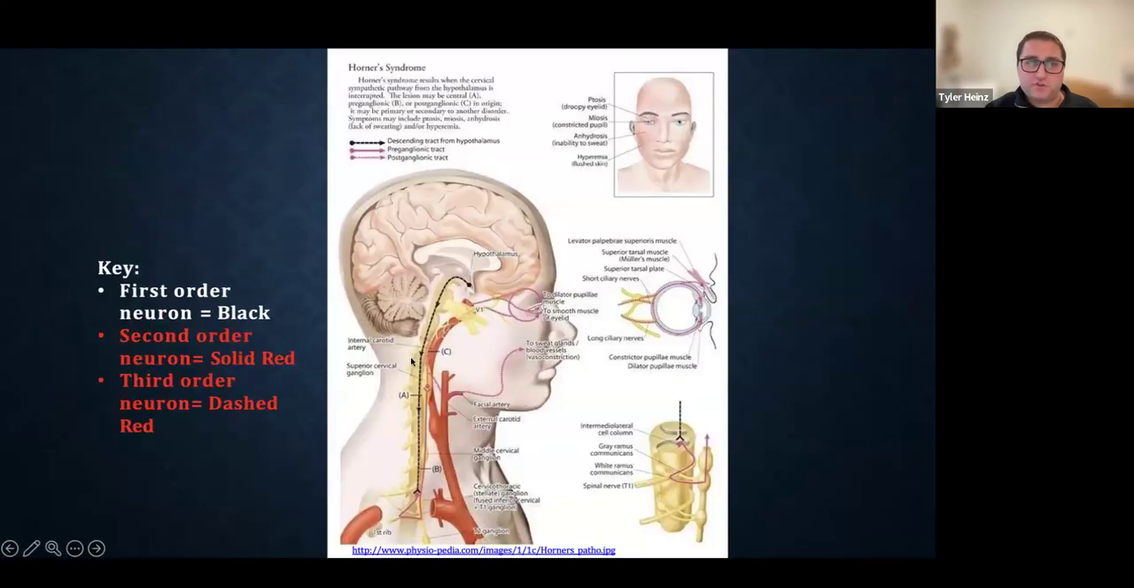Okay, so again, this is just showing you our pathways. The first order neuron is the black, second order is the solid red track, and the third order is our dashed red track.